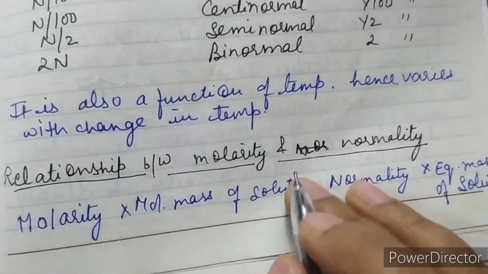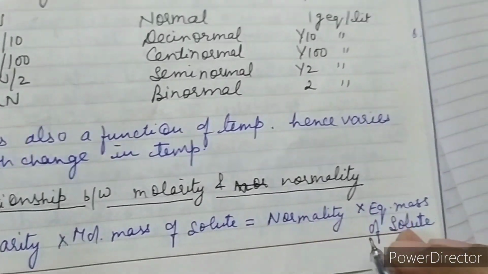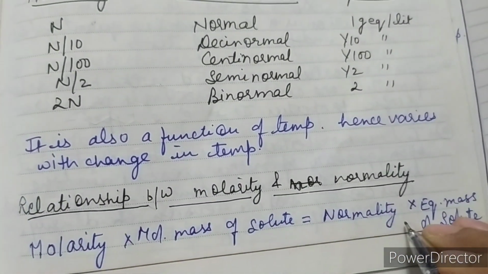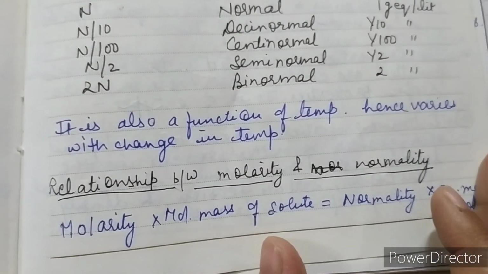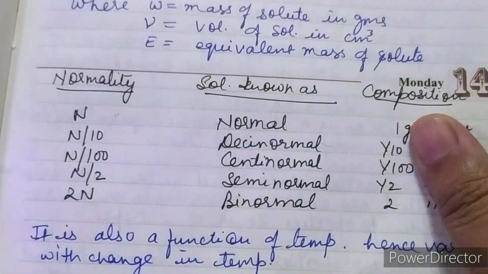Now what is the relationship between molarity and normality? Molarity into the molar mass is equal to normality into equivalent mass of the solute. So if out of these four quantities 3 are given, the fourth one you can easily find out. So let's solve one of the numericals quickly, in which the normality is being calculated.